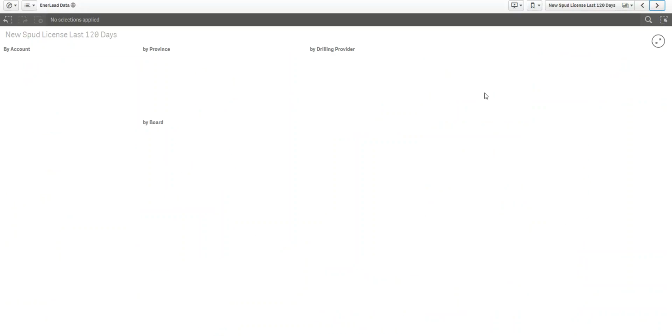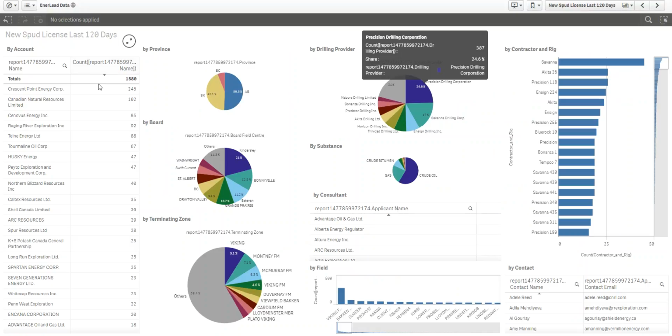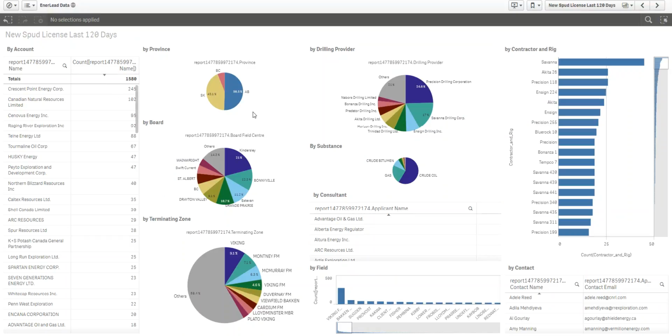move it over, toggle over, and it'll allow us to look at the last 120 days. So who's drilled the most wells in the last 120 days? I can look at the specific areas. I can look at it by drilling provider.